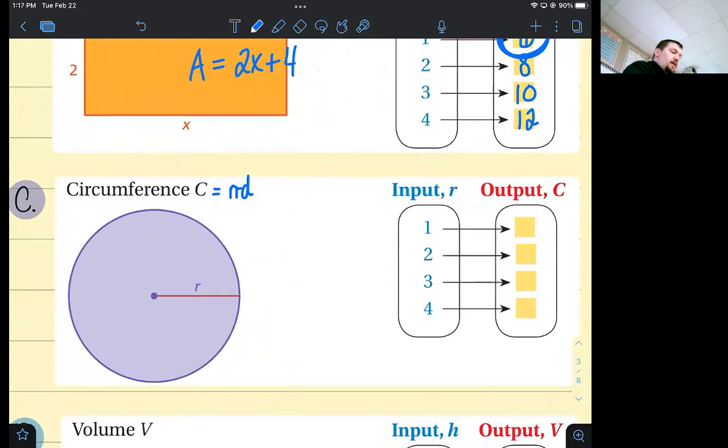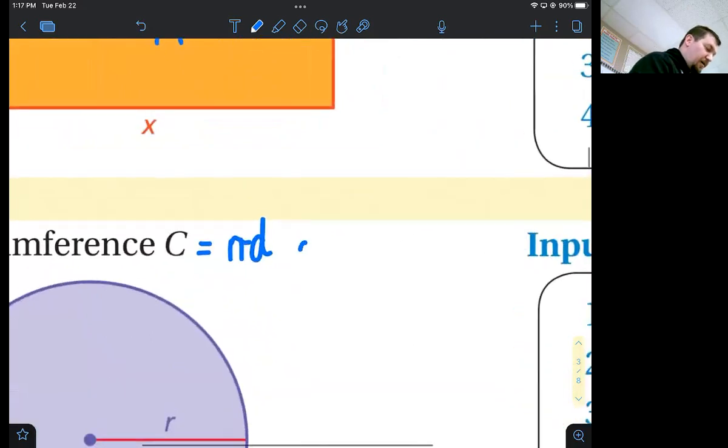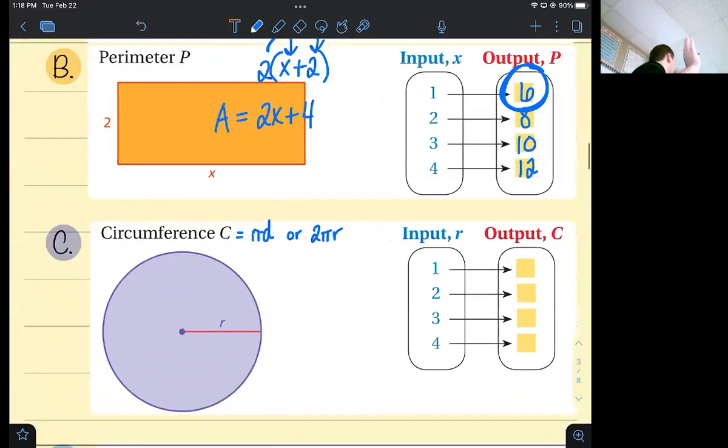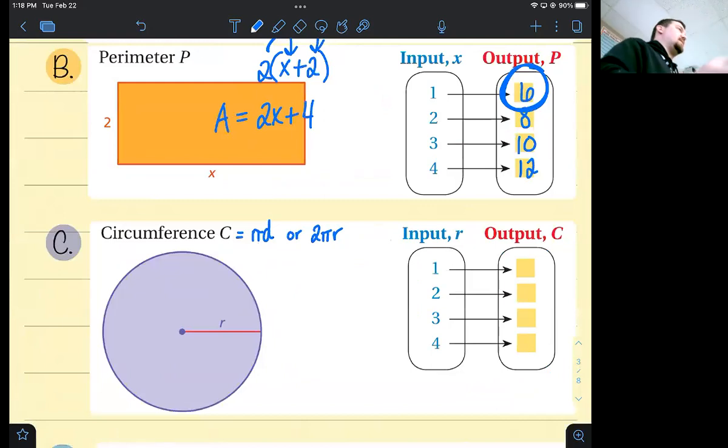So how do I change this? Is there another circumference formula I could use, Julia? 2 pi r. Yeah, this is a common one that people use. I'm a fan of just using pi d because it's shorter, but 2 pi r is the same thing. Take the radius, double it, times by pi. So my function here is going to be C equals 2 pi r. Is that in slope-intercept form?